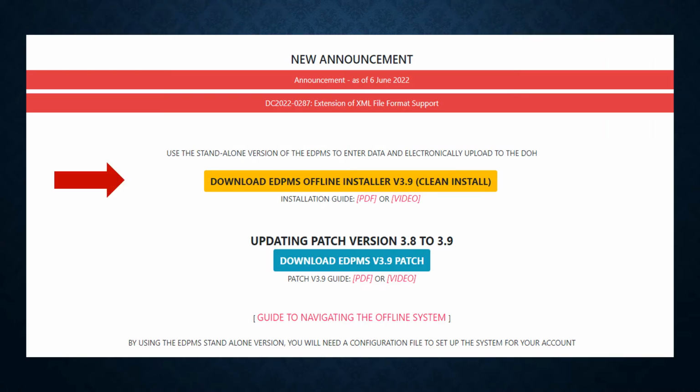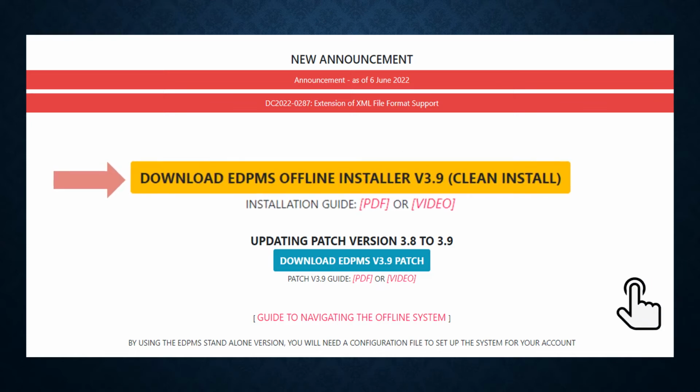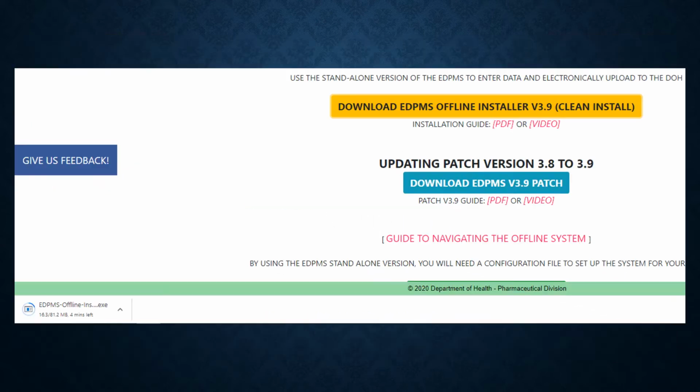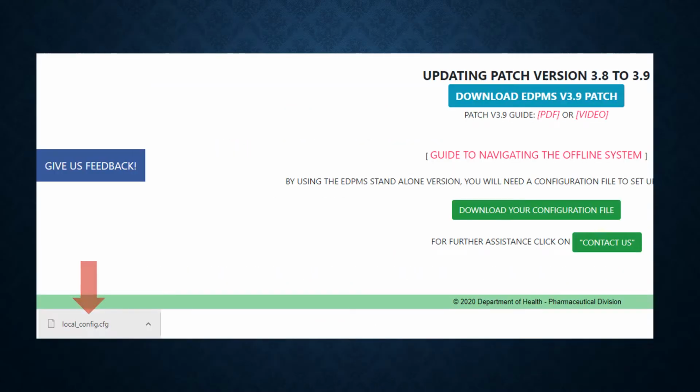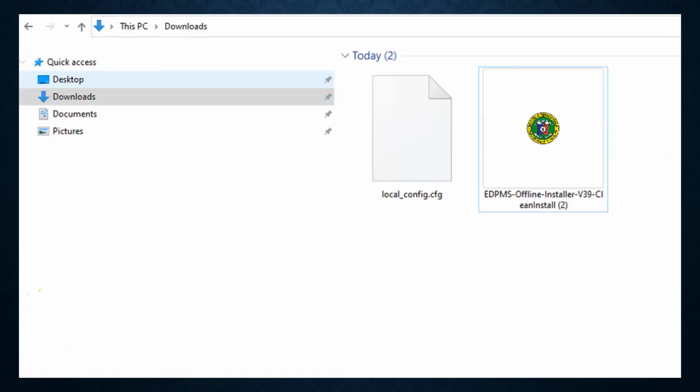Click the Download EDPMS Offline Installer version 3.9 Clean Install. On the lower left corner of your browser, you can find the file is downloading. Downloading the file will take seconds or a few minutes depending on the internet connection. While waiting, click the link Download Configuration File. Locate the file in your computer. The downloaded file is saved by default at the Downloads folder.